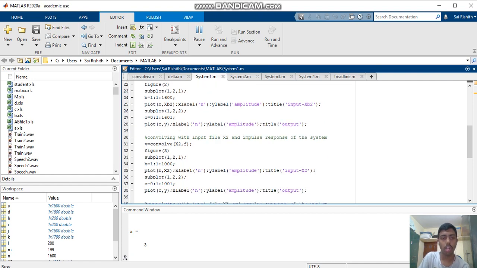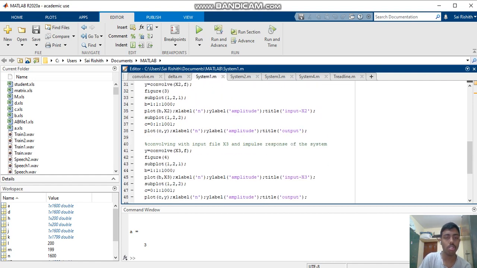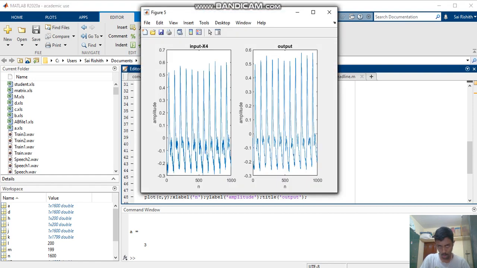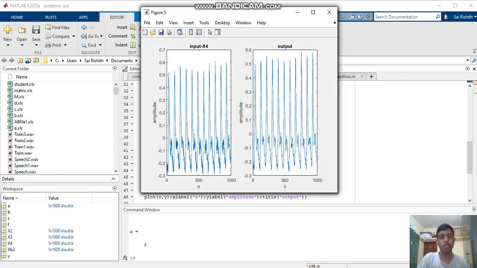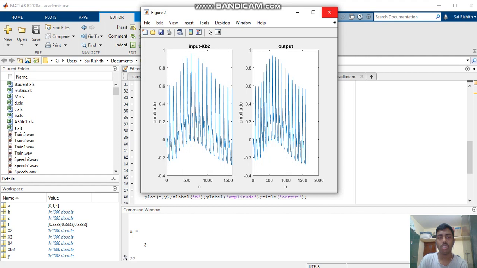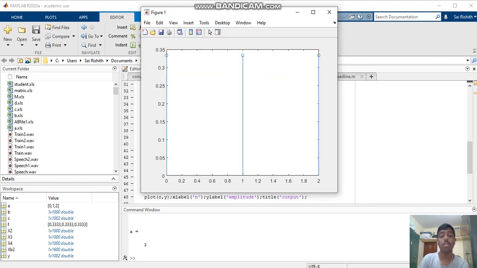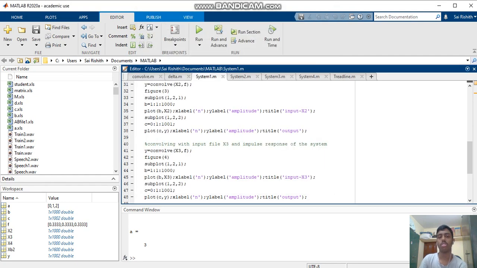I have given all the four signals here, x2, x3 and x4. This is the input and output for the fourth signal. This is for the third signal. This is for the second signal, and this is the first signal, as I mentioned. And this is the impulse response, as I mentioned, only at 0, 1 and 2 the value is non-zero and the remaining values are 0. As it will be 1 by 3, that is 0.33. So this is for the first system.